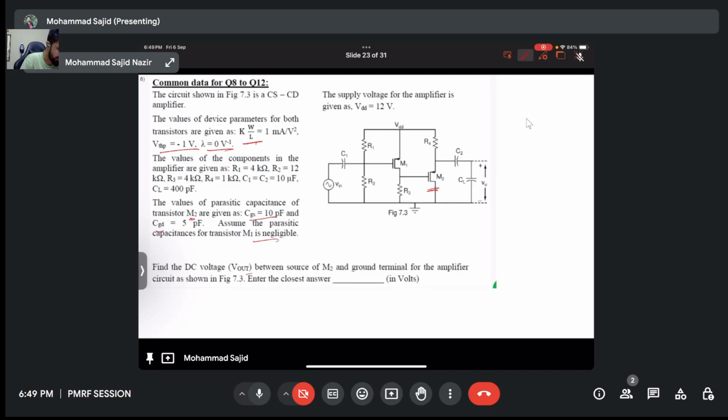Find the DC voltage V out at the source of M2. So this is the NMOS. This is the source of M1. Source of M2, that is this one. This is source, drain, drain, source. Let's call it D1, S1, D2, S2, and this is G2, and this is G1.